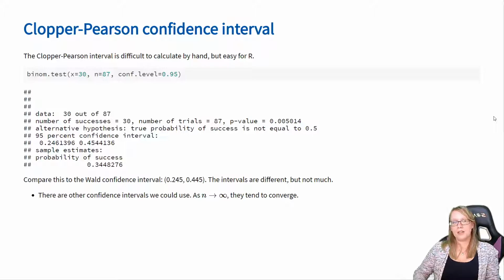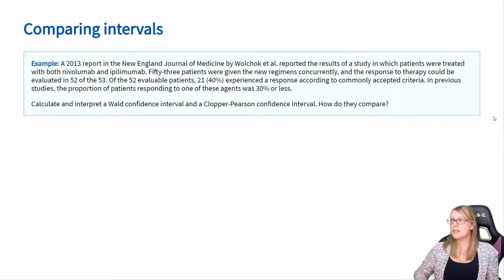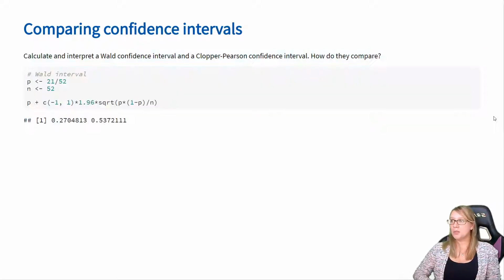There are other confidence intervals that we could use. However, as the sample size n gets larger and larger, these confidence intervals all tend to converge. What we mean by that is that after a while, as your sample size gets big enough, it doesn't really matter which method you choose. You end up in about the same place. So let's calculate a Wald confidence interval and a Clopper-Pearson confidence interval for our first example, looking at improvement of patients given two drugs. Let's see if they're similar for this example too.